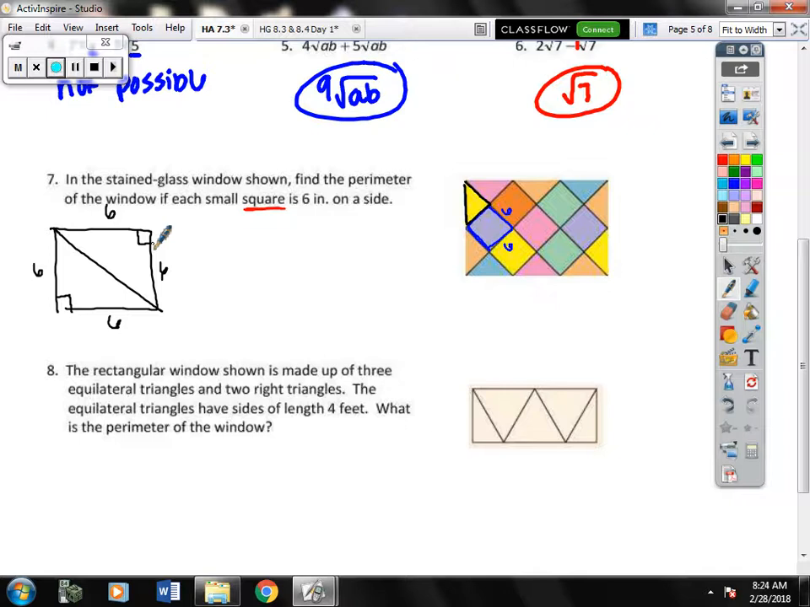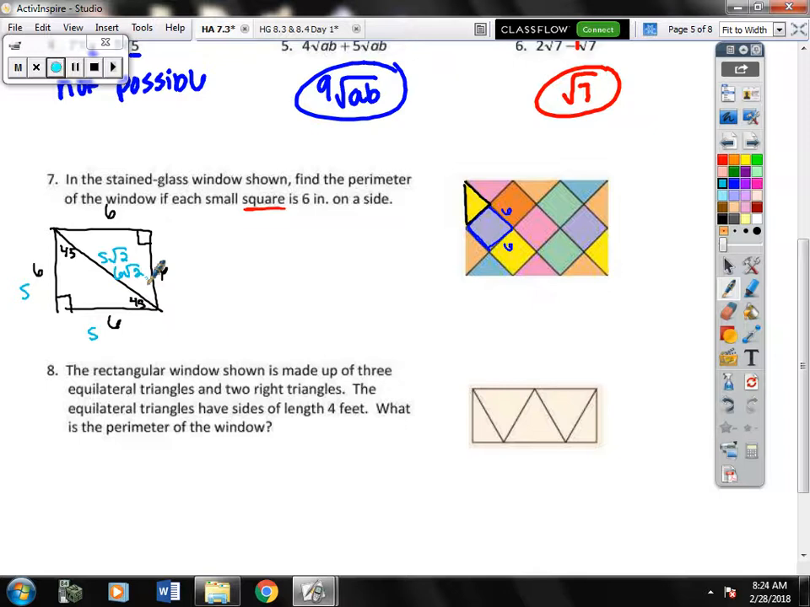Because a diagonal would bisect the angles from 90 into 45 and 45. So if you use your special right triangles, this should be our S root 2. So that means that the diagonal is 6 root 2.